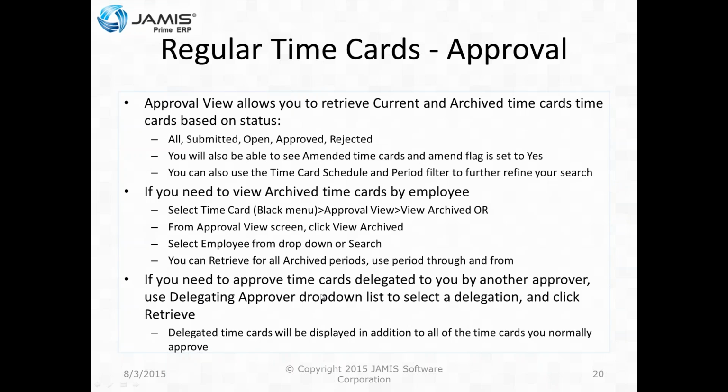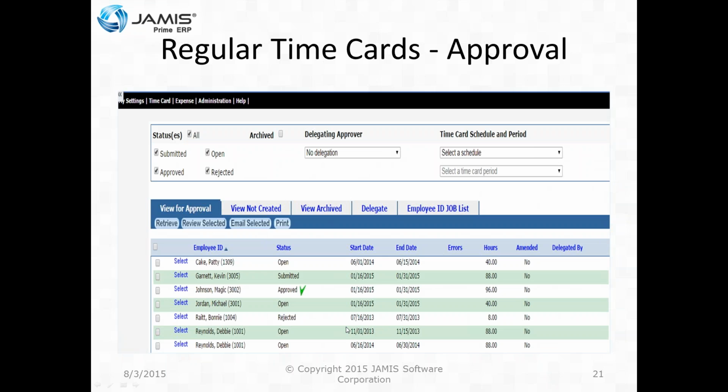If you are an approver and you need to approve time cards that somebody delegated to you, you simply use the delegating approver drop-down list to select that delegation. Okay, I'm doing Amy's time cards this week. I select Amy, and in the drop-down list, I will see all of Amy's normal time cards. So this is what the approver is going to see.